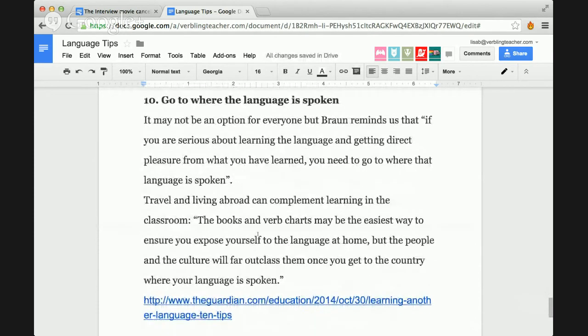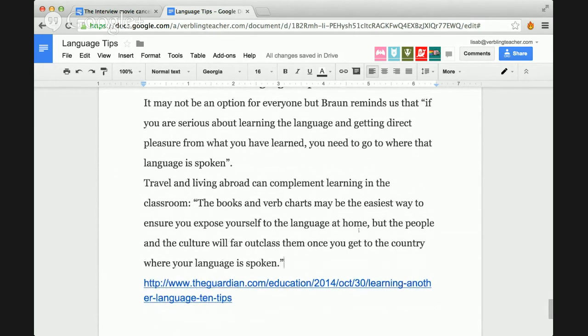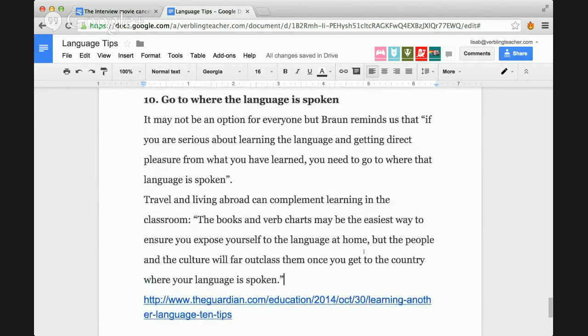All right, so number 10, go to where the language is spoken. It may not be an option for everyone, but Braun reminds us that if you are serious about learning the language and getting direct pleasure from what you have learned, you need to go to where that language is spoken. Travel and living abroad can complement learning in the classroom. The books and verb charts may be the easiest way to ensure you expose yourself to the language at home, but the people and the culture will far outclass them once you get to the country where your language is spoken. Okay, Victor.